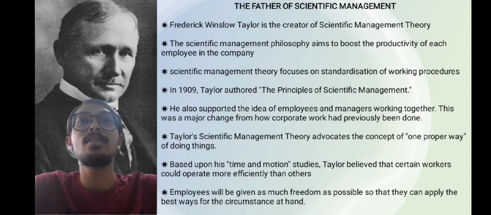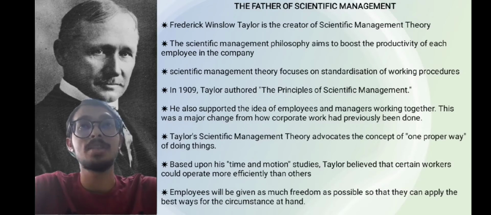The scientific management philosophy aims to boost the productivity of each employee in the company. Scientific management theory focuses on standardization of working procedures. In 1909, Taylor authored the book The Principles of Scientific Management. He also supported the idea of employees and managers working together. This was a major change from how corporate work had previously been done.